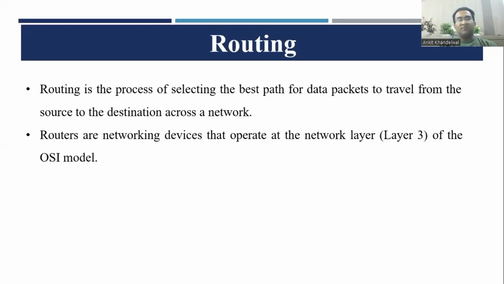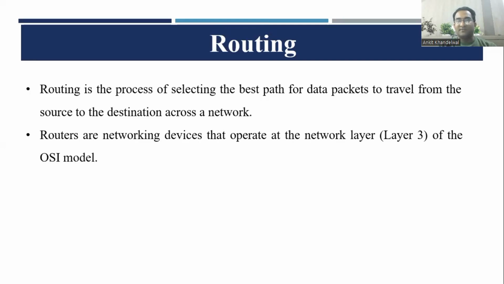So first of all, let us discuss what is routing. Routing is the process of selecting the best path for data packets to travel from the source to the destination across a network. Let us suppose we have two networks and these two networks are not at the same place. So one of the devices, that is one of the nodes, can send the data to another node of another network by using the router only.